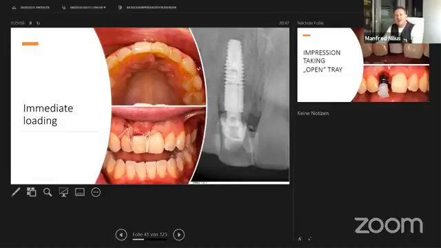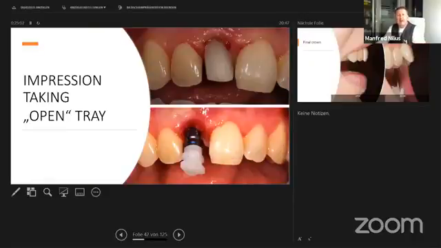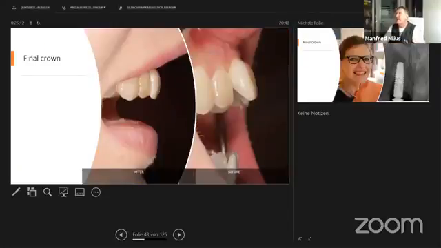And after a while, 3 months, we can make an open tray impression. And finally, we have a cemented crown on an abutment. And this was before on the right side, was an ankylosed tooth. And what you can see in the lower jaw, there is also a labially protruded incisor.